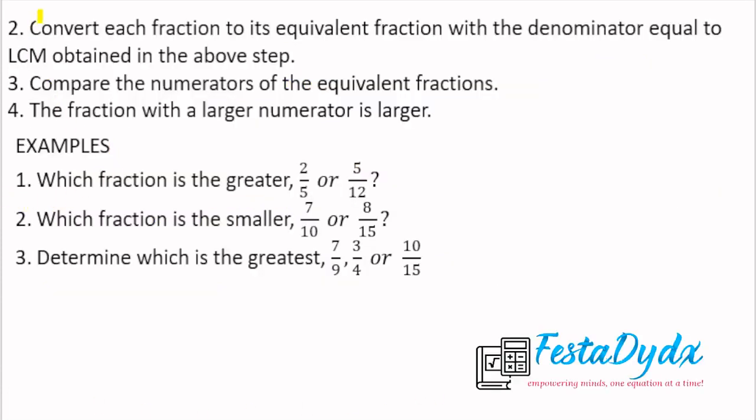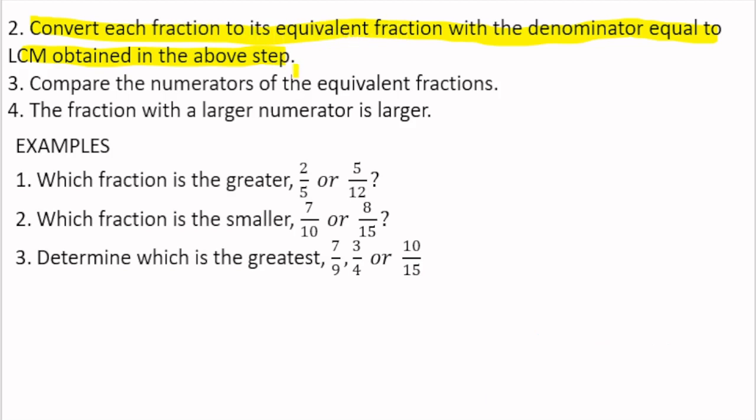Step number 2 is to convert each fraction to its equivalent fraction with the denominator equal to the LCM obtained in the above step. So after we've gotten the LCM, the next thing we're going to do is to convert each fraction to its equivalent fraction. So this equivalent fraction will have the denominator equal to the LCM we obtained in step number 1.